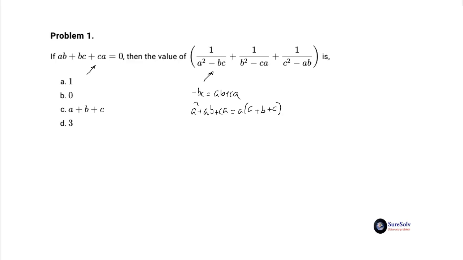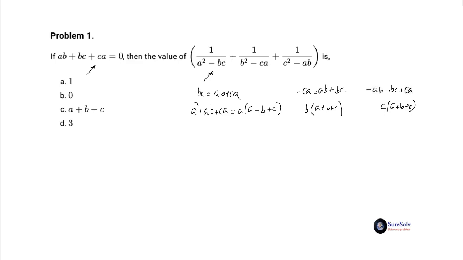In the same way, minus CA and minus AB in the second and third denominators will be replaced by AB plus BC and BC plus CA respectively to simplify the denominators to B multiplied by A plus B plus C and C multiplied by A plus B plus C. The problem is practically solved at this stage.